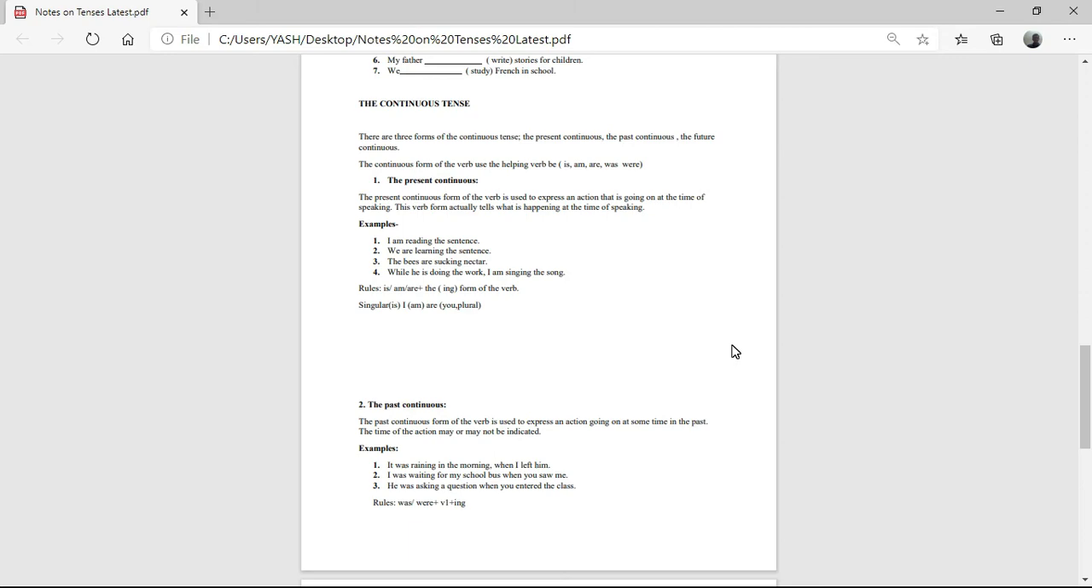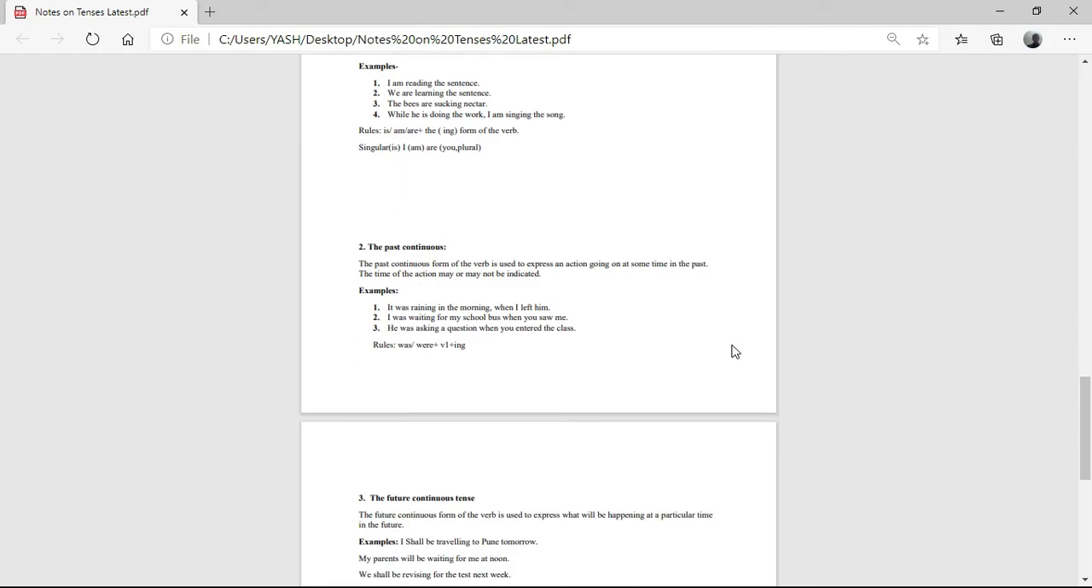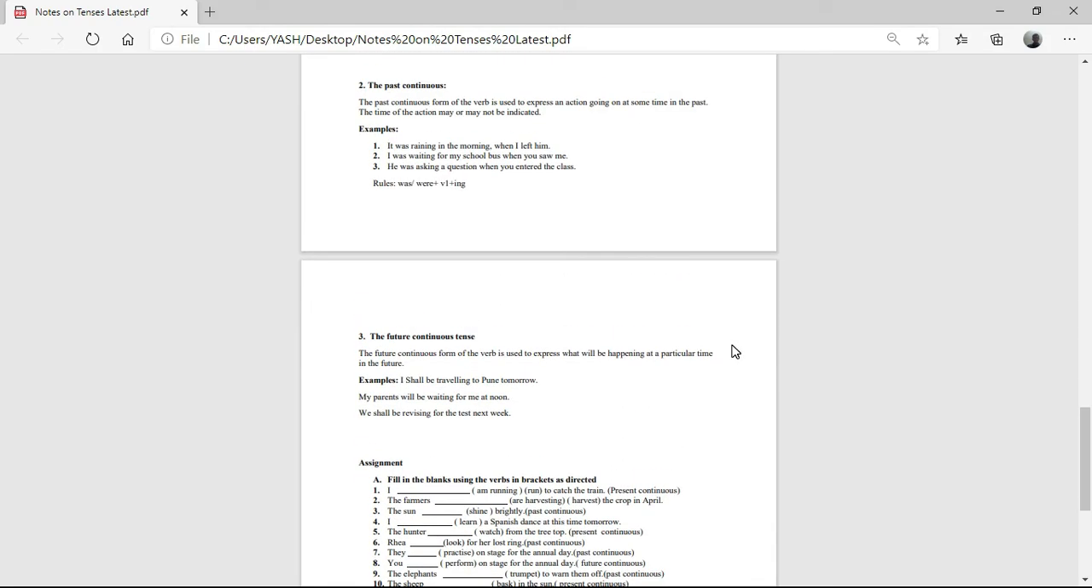Next comes continuous tense. Second thing is the continuous tense. There are three forms of the continuous tense: the present continuous, the past continuous, and the future continuous. The continuous form of the verb uses the helping verb be. Be includes am, is, are, was, and were. Now we are taking the present continuous tense. The present continuous form of the verb is used to express an action that is going on at the time of speaking. This verb form tells what is happening at the time of speaking. I am giving you an example.